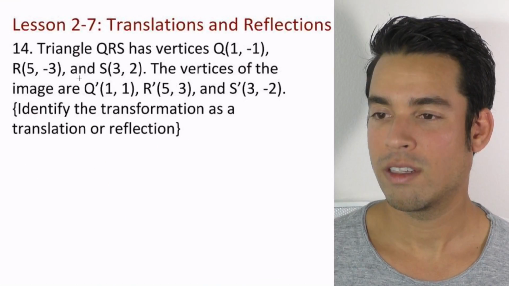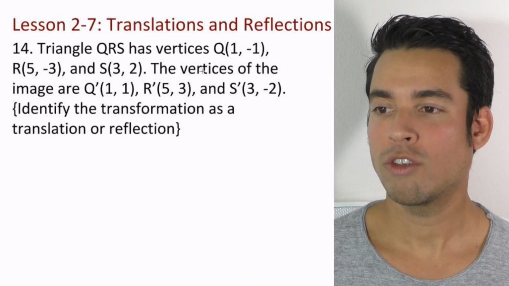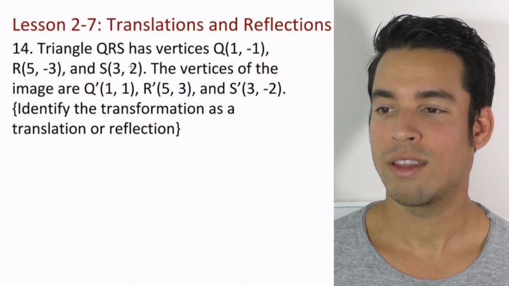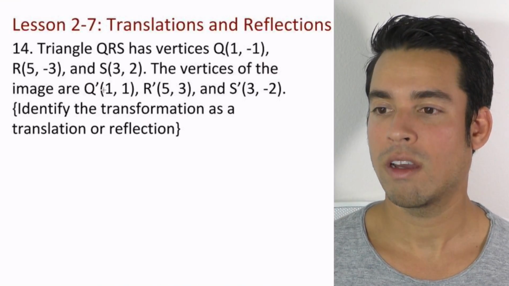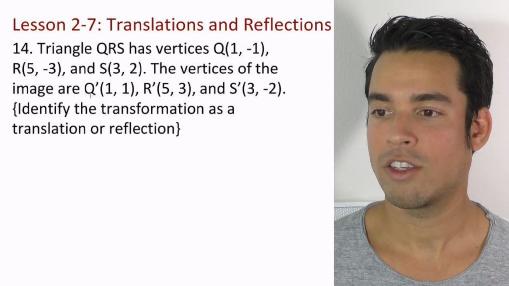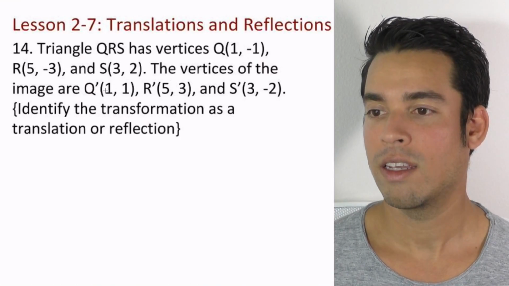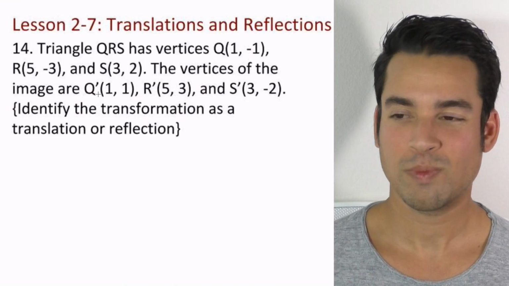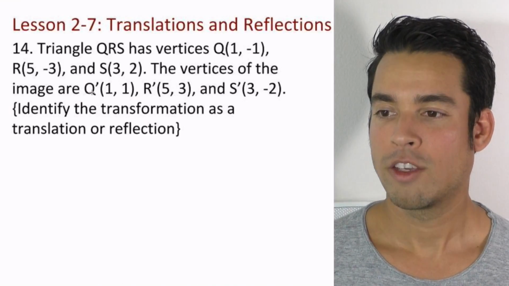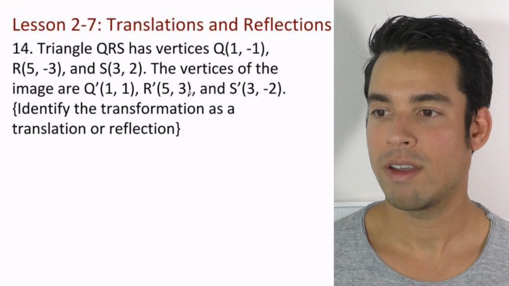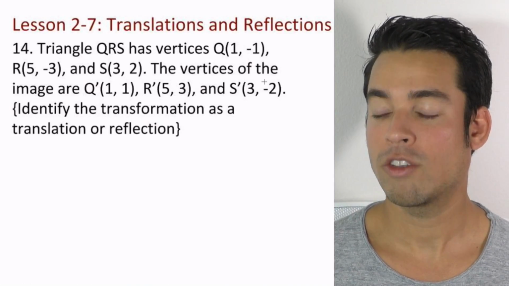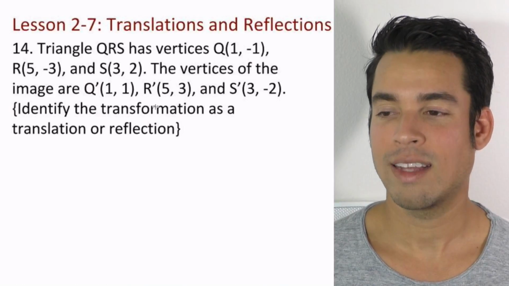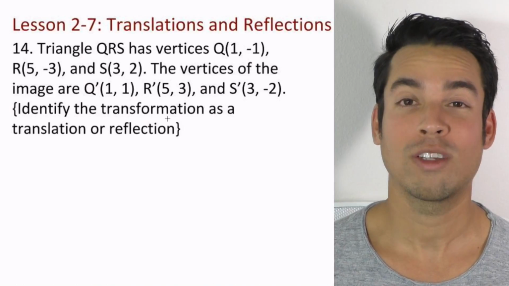Let's go ahead and move on to the final question, number 14. Triangle QRS has vertices (1, -1), (5, -3), and (3, 2). The vertices of the image, Q prime, are (1, 1), R prime (5, 3), and so on. So it says identify the transformation as a translation or reflection.